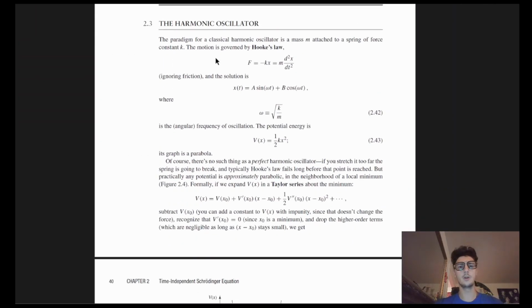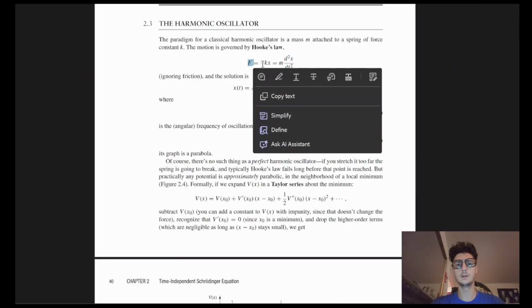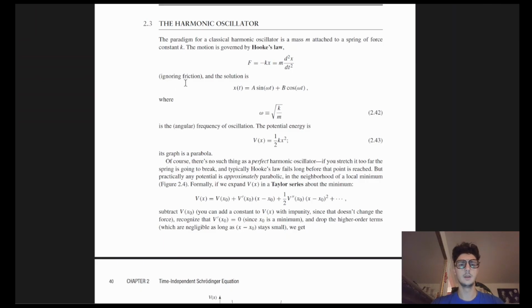Let's read the introduction. The paradigm for a classical harmonic oscillator is a mass m attached to a spring of force constant k. The motion is governed by Hooke's law. Here we have Hooke's law. F is the force, negative k, the k constant, x is the separation of the oscillator in position. This equals m, second derivative of the position with respect to time. So this is just Newton's law, right, F equals ma here, and then this is Hooke's law in the middle. Ignoring friction. And the solution is a summation of sine and cosine waves.